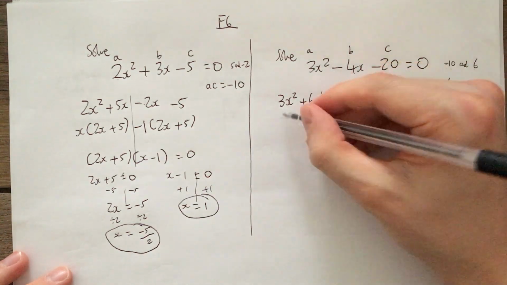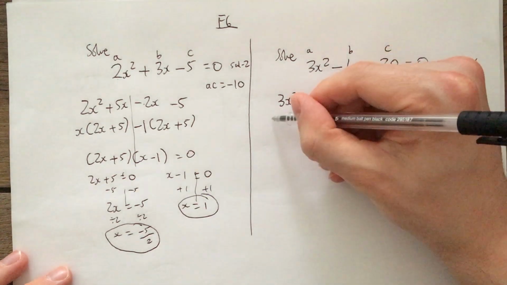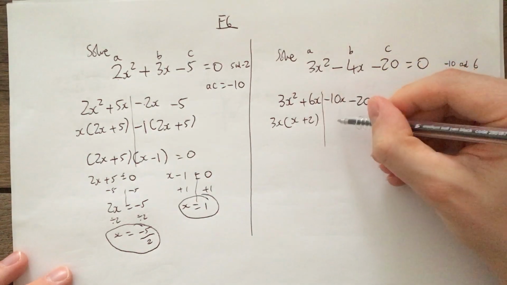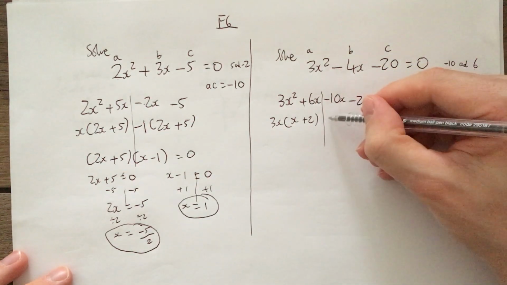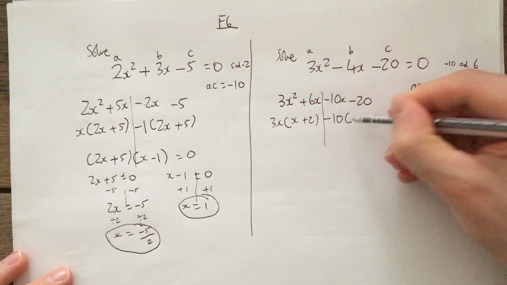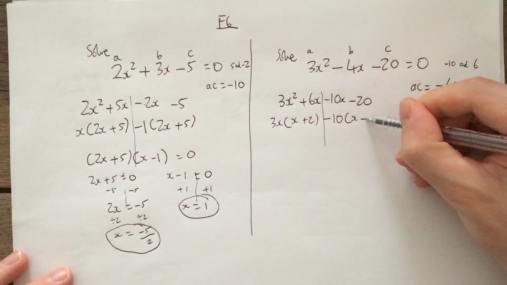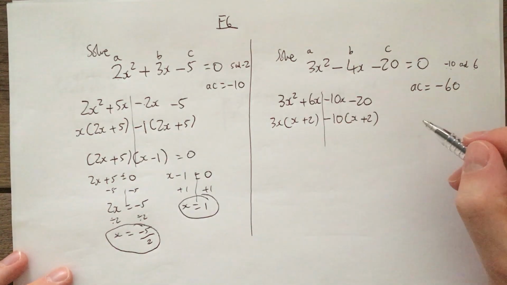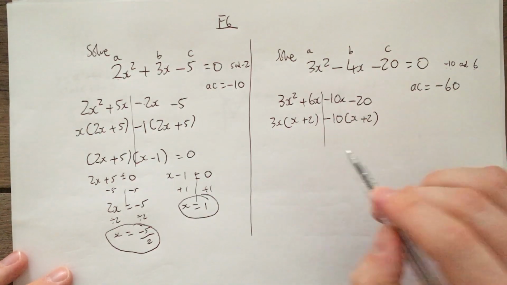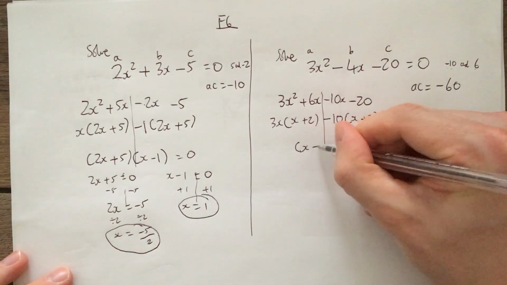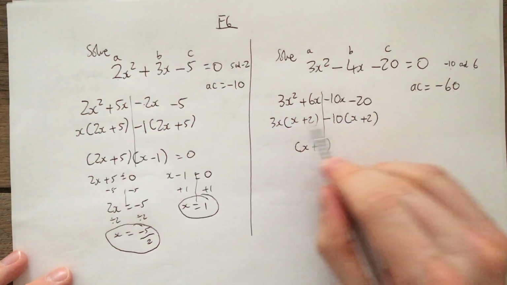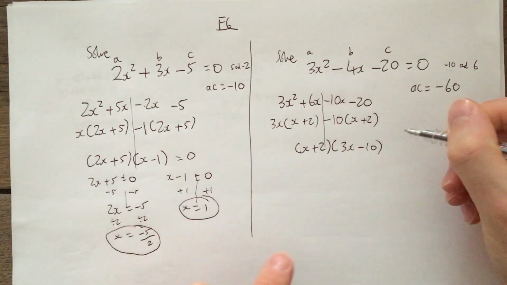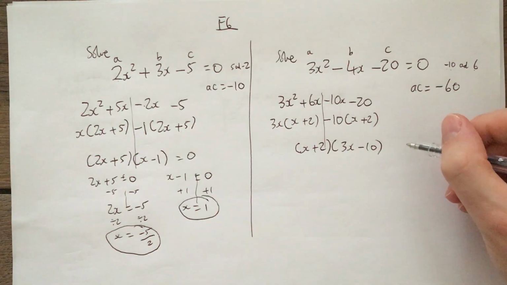I want to factorise it. So what's in common with these two? 3x, x plus 2. And then what's in common with these two? Minus 10, x plus 2, remember, because negative 10 times positive 2 is negative 20. Ideal, both of these are the same, which I wanted. So it'd be x plus 2. And then I've got the leftover ones, so 3x minus 10. That would be it if the question was to factorise it.